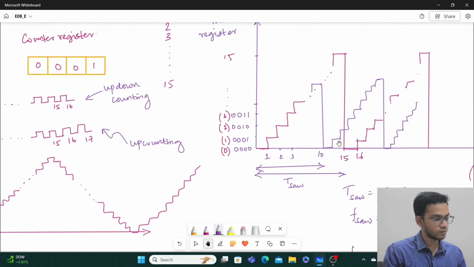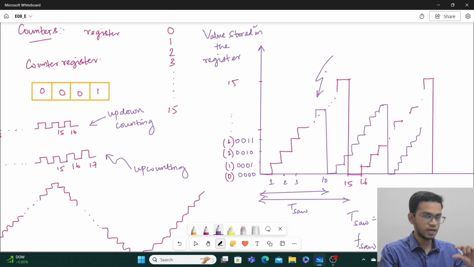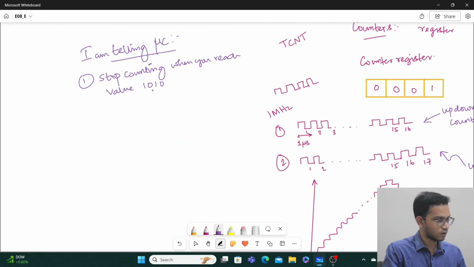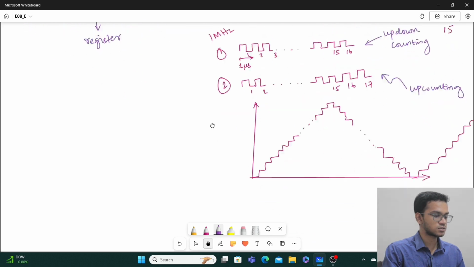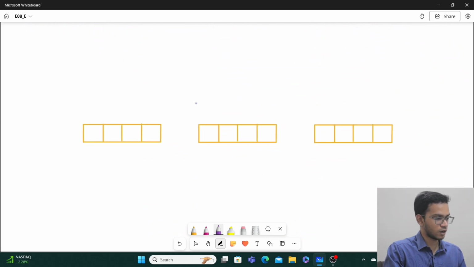So what are we doing? We are deciding up to what value it should count. So we store this data in a separate register called a period register. When I say stop when you reach this value, this value is actually stored in another register. Those details are going to be explained next. So basically this is my counter register.